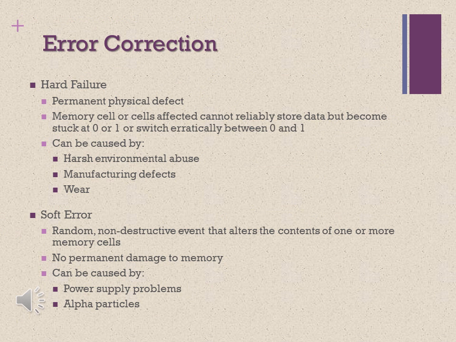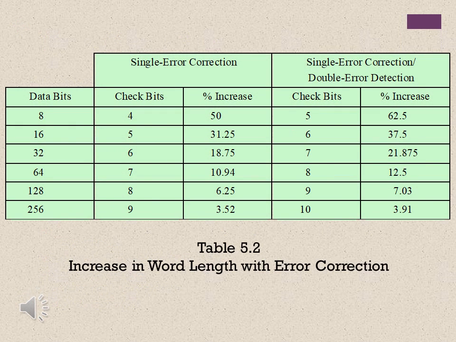Memory systems need mechanisms to correct errors. There are two types of errors, hard failures and soft errors. Hard failures are permanent defects, while soft errors are temporary disturbances that do not cause physical damage to the memory cells. Error correction increases the word length because additional bits are added to store parity or error detecting codes. This ensures higher data integrity but slightly reduces available storage for user data.